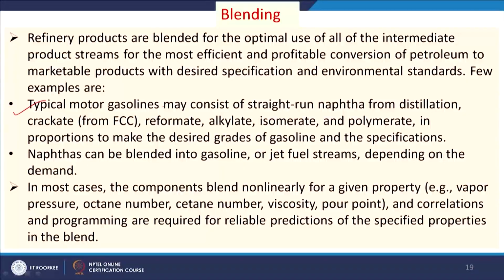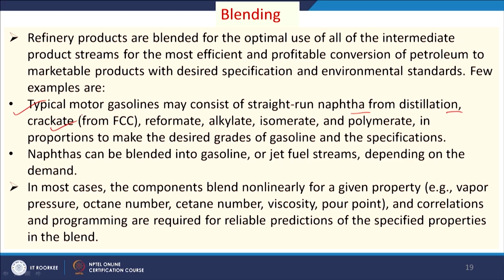Then we can add some blending. So, blending is possible. That can help to improve the quality of the product as well as to meet the requirement of specific fractions. So, some example we will show here. Typical motor gasolines may consist of straight run naphtha from atmospheric distillation, the straight run naphtha which we are getting, plus cracked gasoline from FCC crackers.